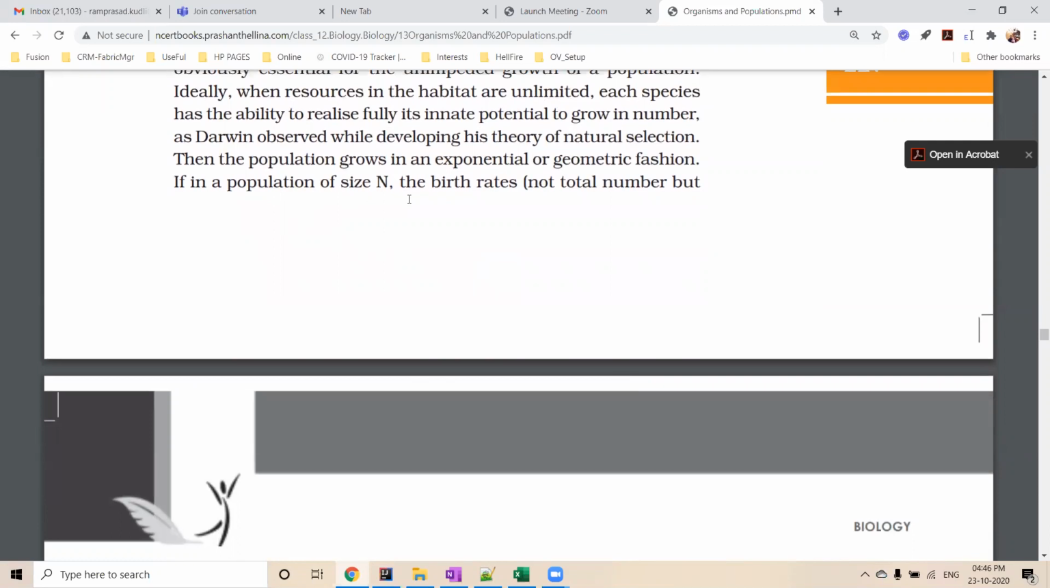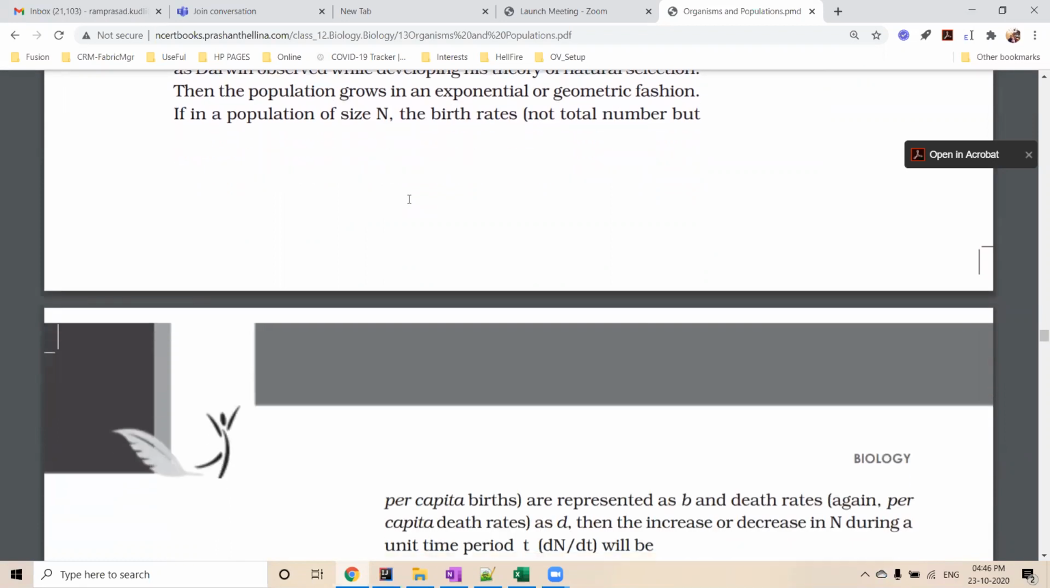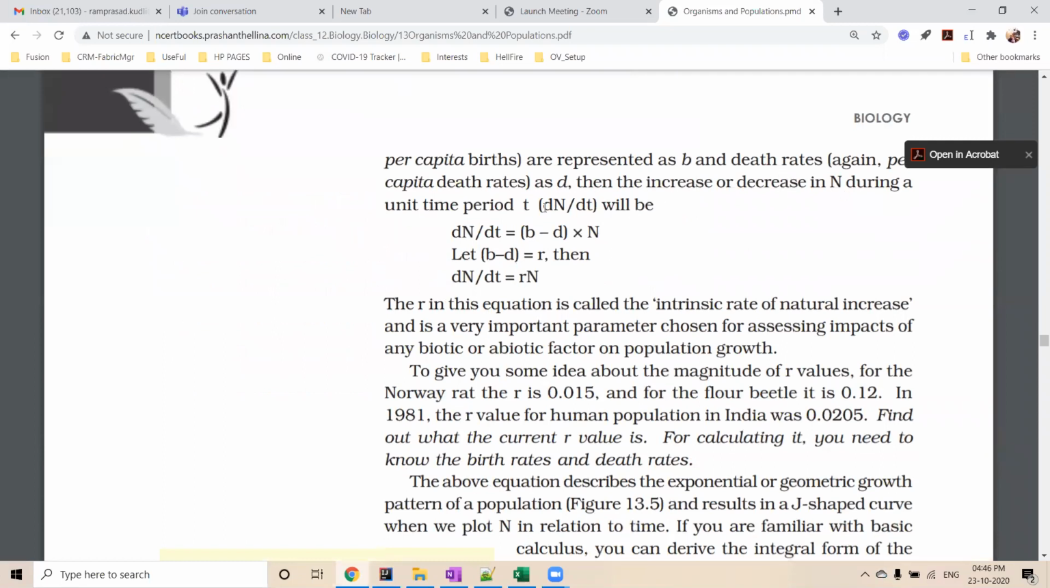If in a population, the population size is denoted by the letter N, we'll consider birth rate as small b and death rate as small d. We can consider it as per capita birth and per capita death, small b and small d. The increase or decrease in population size during a unit time period t can be differentiated, and the expression is given like this. So when you differentiate, we'll consider birth rate minus death rate as R. So R is called the intrinsic rate of natural increase. So birth rate minus death rate can be considered as R, R into N, R into population size.